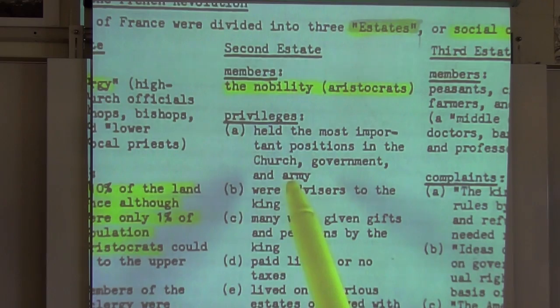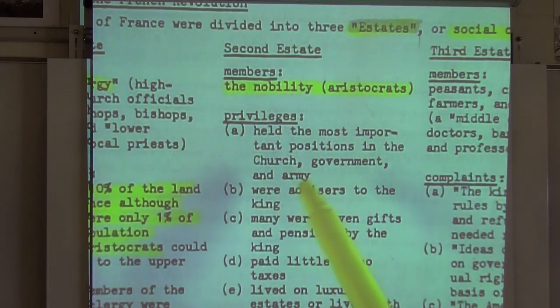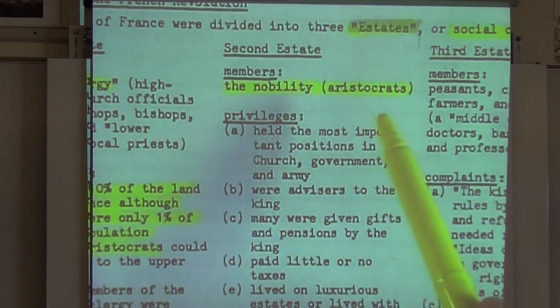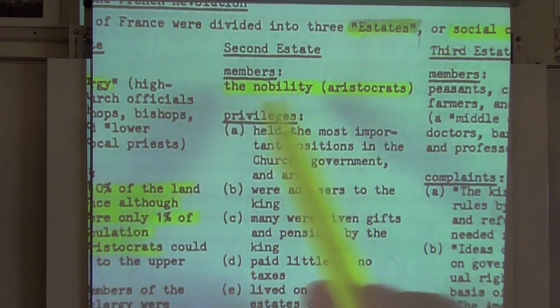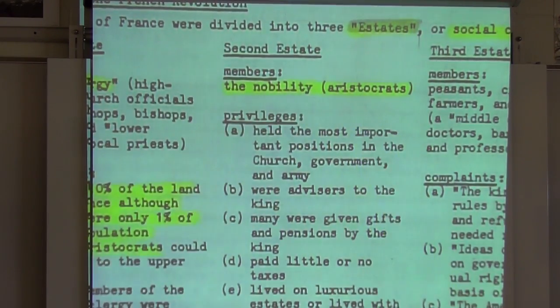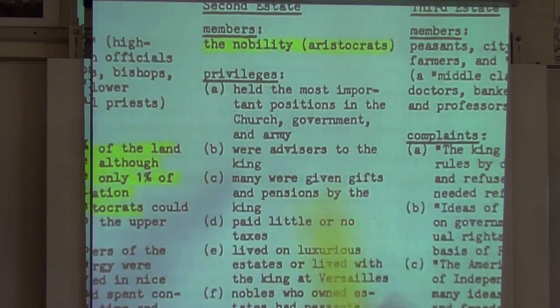And this is very important. The only way you could become an officer in the army was if you were an aristocrat. A grunt soldier could never get promoted and be a general. The only way to become a general in the French army, for example, was to be from an aristocratic family. And these folks, they advised the king. They were given gifts and a pension.